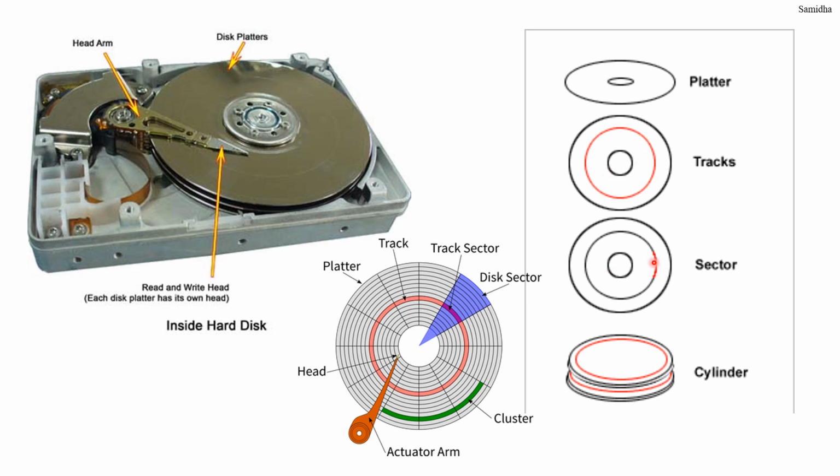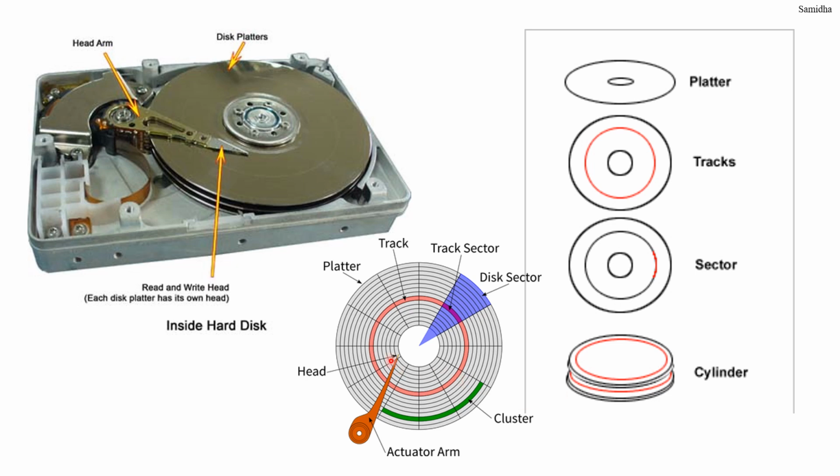Each track is again divided into sectors. As roads are divided into lanes, in that way tracks are divided into sectors. And as we know, sectors are the smallest unit of data. Next is cylinder. Cylinder means the set of tracks. It is cylindrical in form.